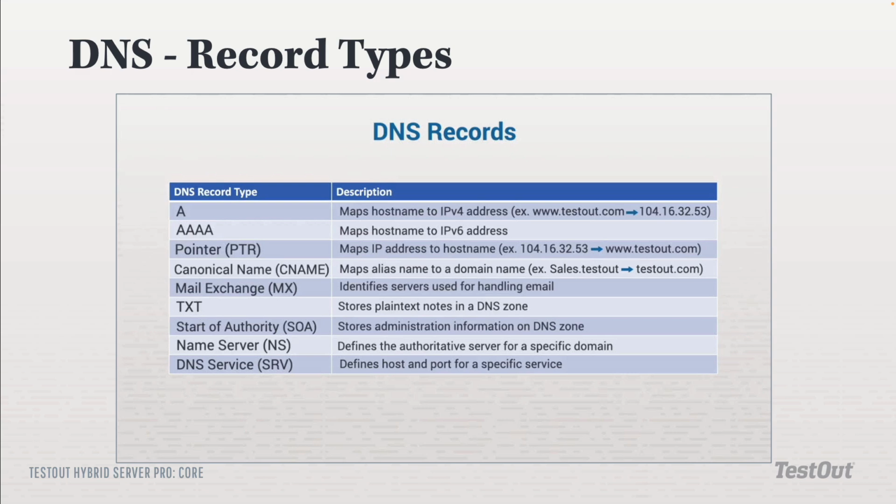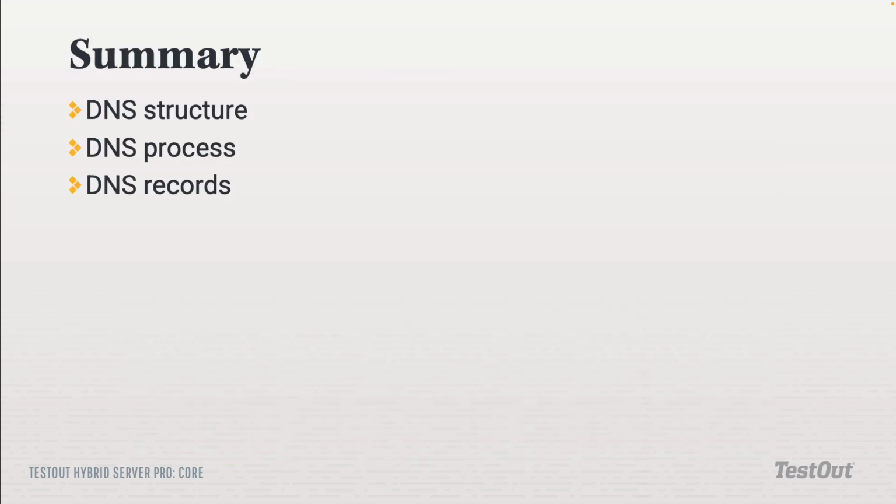We have our name server, which is the whole server as a whole. It says who is going to manage this domain name. So if it's testout.com, it's going to say ns.godaddy.com might be where the actual DNS server lives. And then the SRV records are for non-default ports, or if there's a specific service that you're going to be using, that's what the SRV would be for.